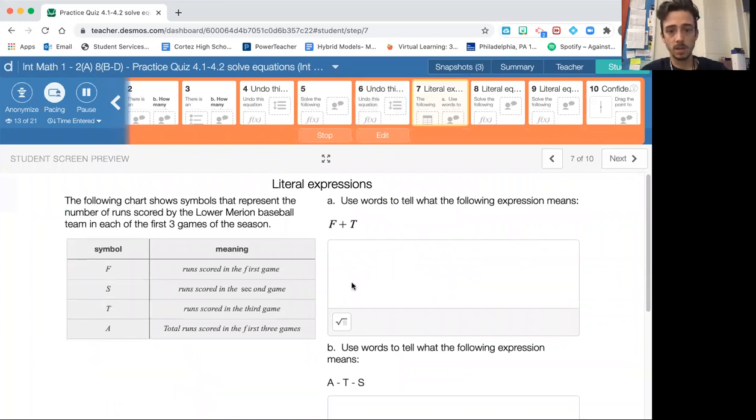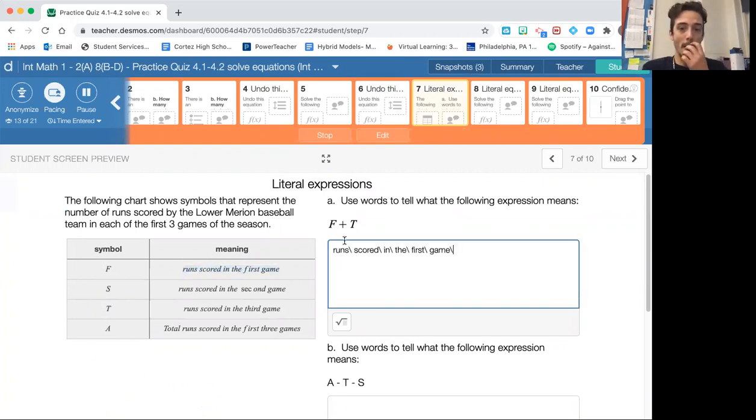F and T, well, we see F is the runs scored in the first game. So you could truthfully just copy and paste and then just think what operations are being thrown in. Plus runs scored for T in the third game.